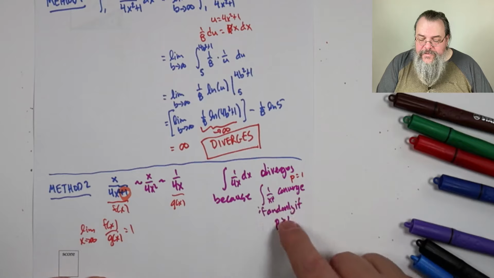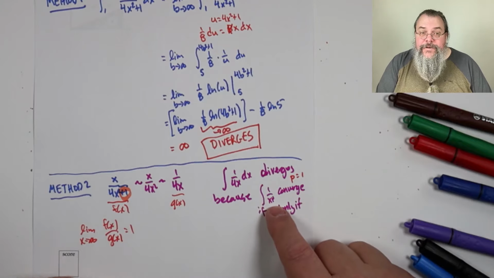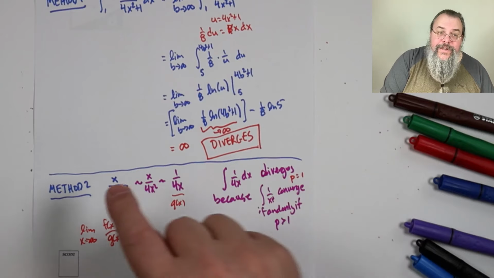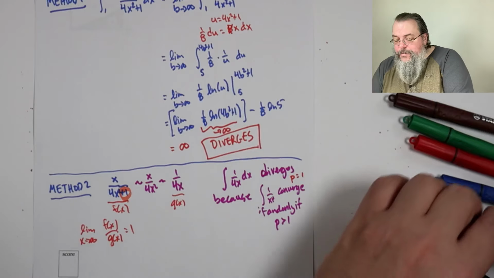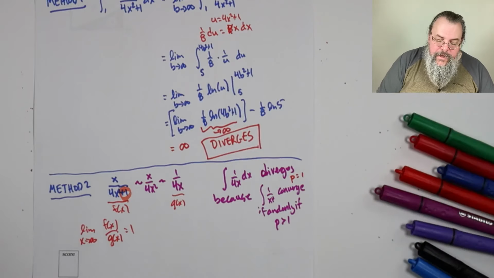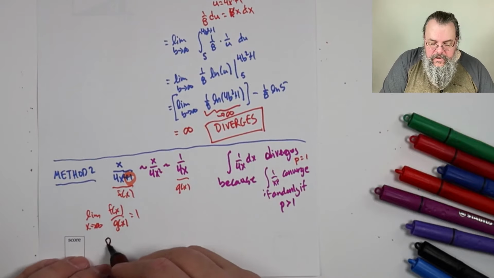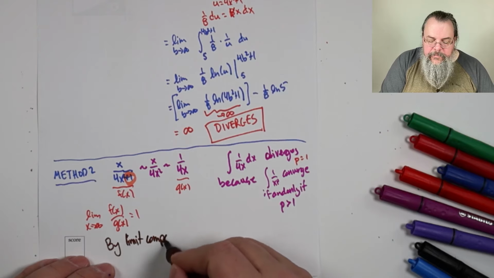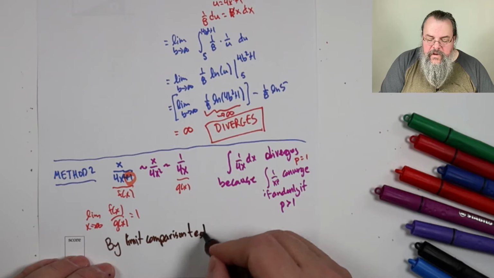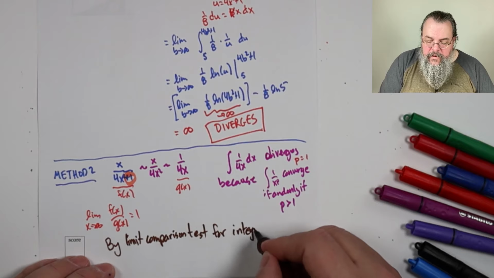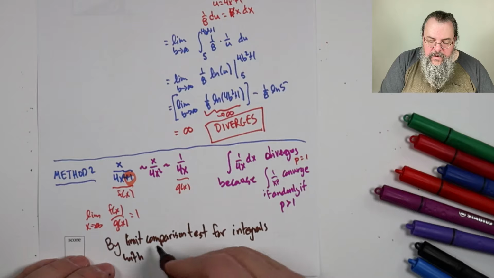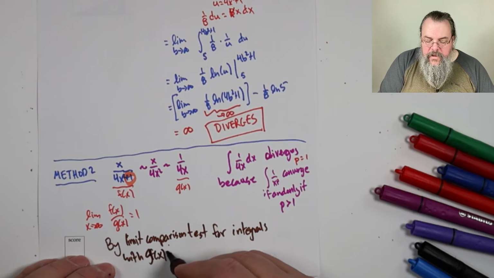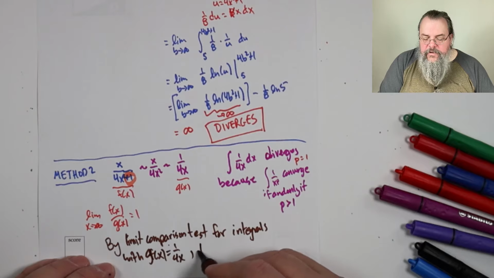This diverges because we can compare it to an integral where we know whether or not it converges. So if this integral diverges, that integral diverges. And how do we write that down? Well, by the limit comparison test for integrals with f of x over g of x equals 1 over 4x, the integral diverges.